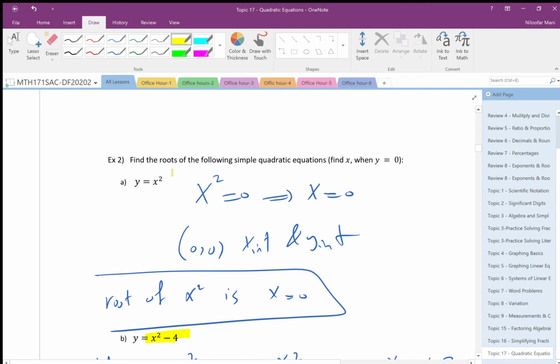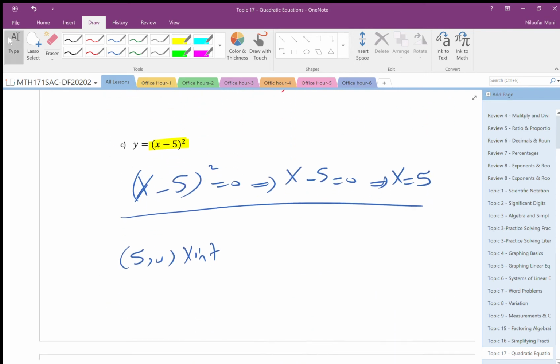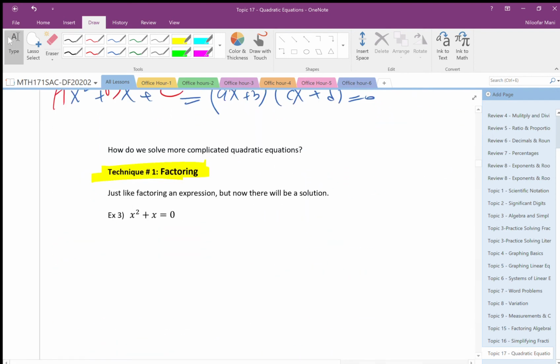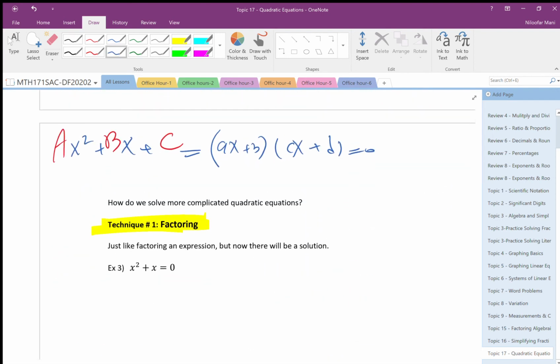Here, I don't even have a number and an x, so it's just x squared. So here it is easy to find the answer. But how about if I have something else? How about if I have the same as this one? How can I find the answer here? What should I do here?